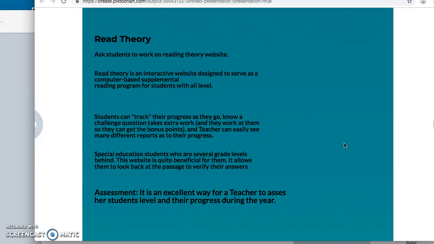For special education students who are several grade levels behind, this website is quite beneficial. It allows them to look back at the passage to verify their answer. Assessment: it's an excellent way for teachers to assess their students' level and their progress during the year.